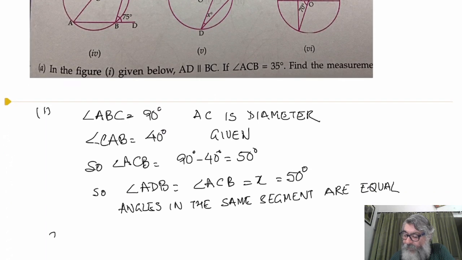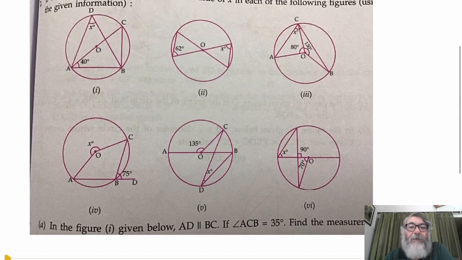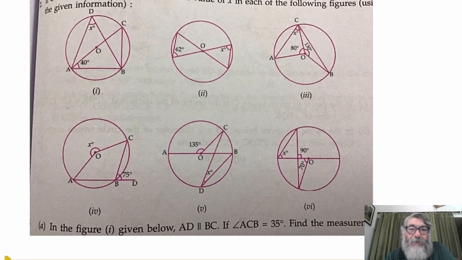Now let us see the second part of this question. In the second part again, O is the center of the circle. But does it make any difference being O the center of the circle? In the sense, I'm not seeing any.